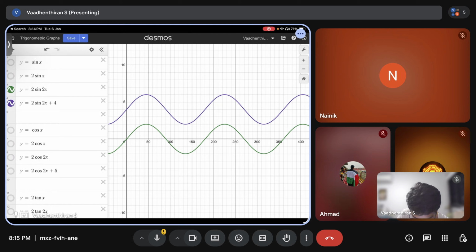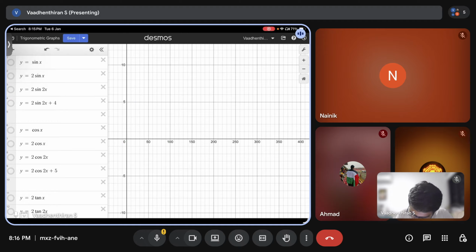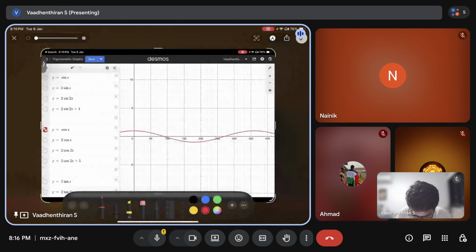So it's basic only. It's the transition of up and down. If it is moving up, it will be plus, and if it's moving down, it will be minus. So next we will go with cos graph. Cos graph is just the opposite of sine. It's a similar pattern of the wave, but it starts from 1 instead of 0.